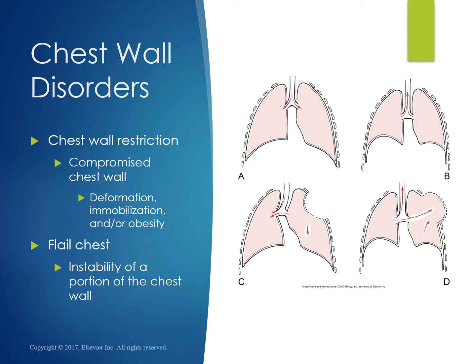If you have flail chest, instability of a portion of the chest wall can happen. Let me rephrase that. Flail chest can happen from the fracture of several consecutive ribs in more than one place, or fracture of the sternum. This results in instability of a portion of the chest wall, causing paradoxical movements of the chest with breathing.